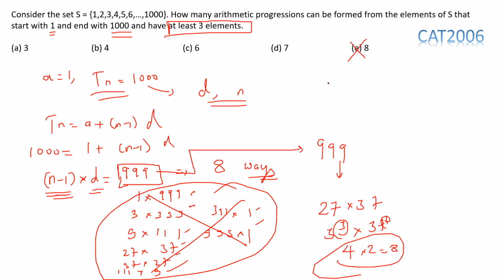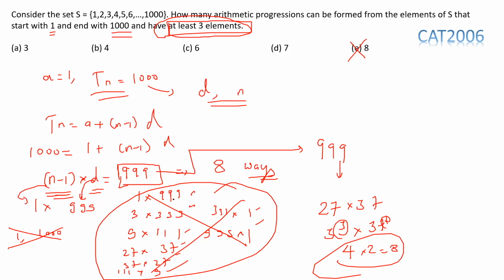No, it's not 8. Many people made this mistake in CAT by marking option E, because they forgot one thing. The question says that the arithmetic progression should have at least 3 elements, right? Now look guys, if we take the first case, the 1 into 999 case, the common difference is 999, and there are two terms. Only one AP is formed, 1 and 1000. But that consists of exactly two terms, right? You can observe here, n minus 1 is equal to 1, meaning n is equal to 2 terms.